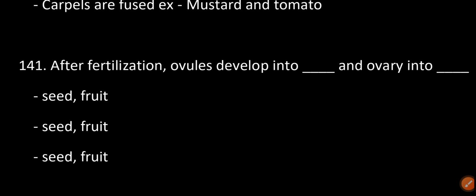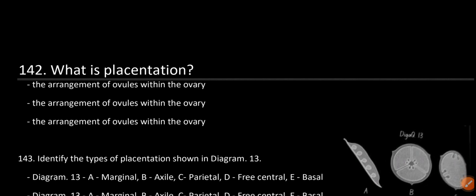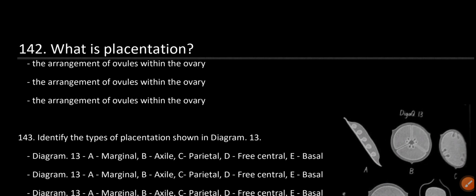After fertilization, ovules develop into seed and ovary into fruit. What is placentation? The arrangement of ovules within the ovary.